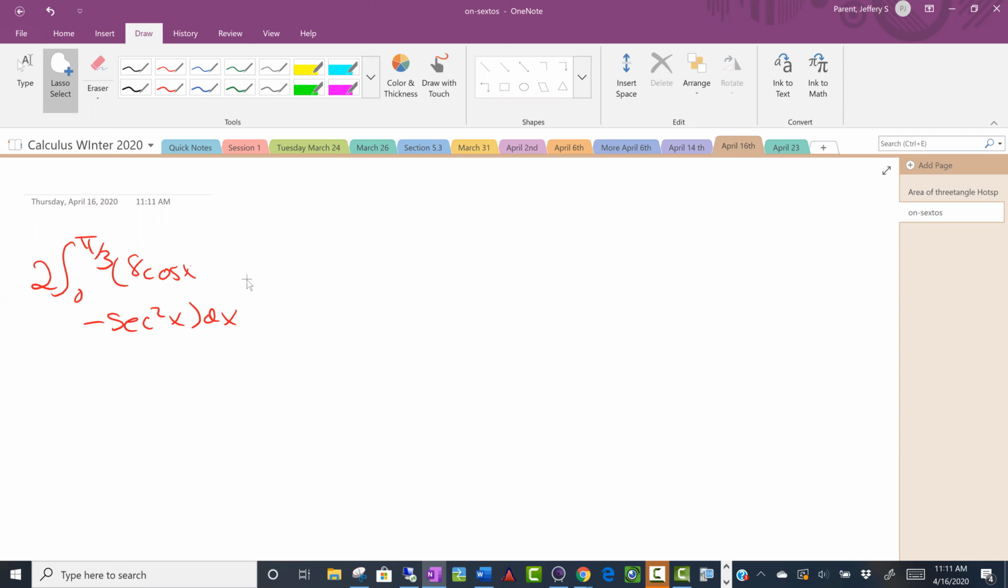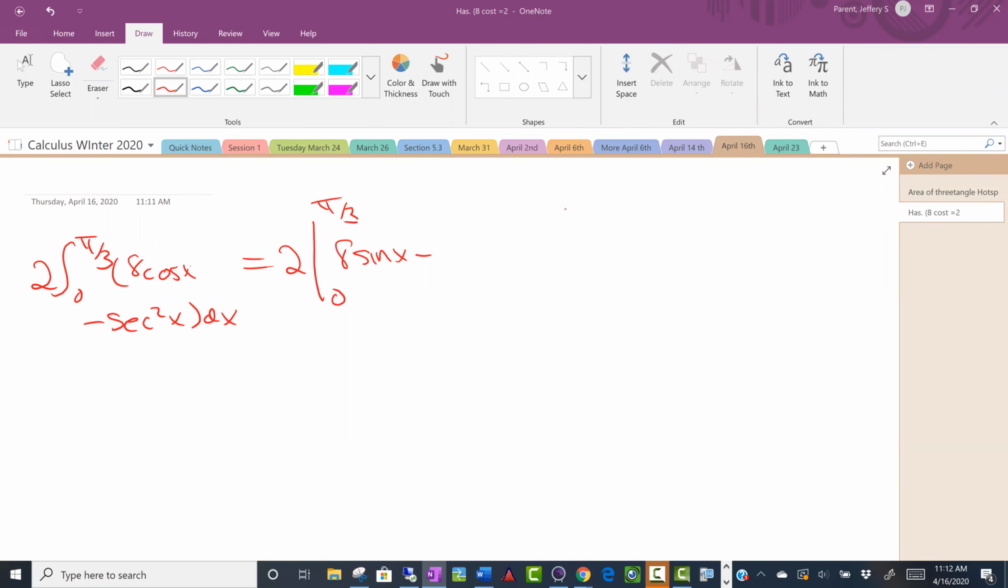Okay, so I need some antiderivatives here. What are those going to be? Well, it's going to be twice 8, 0 to pi over 3. What's the antiderivative of cosine? That's sine, because the derivative of sine would be cosine. I always have to check myself: is it sine or negative sine? The derivative of sine is cosine, so we're okay there. What do I differentiate to get secant squared? Tangent, yeah, thank you.